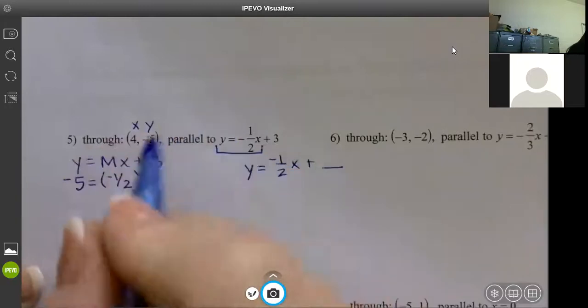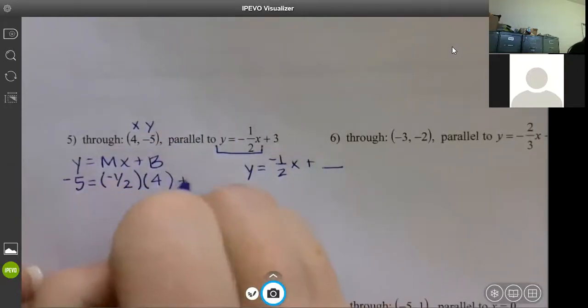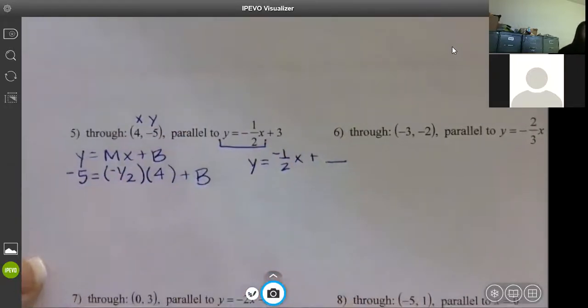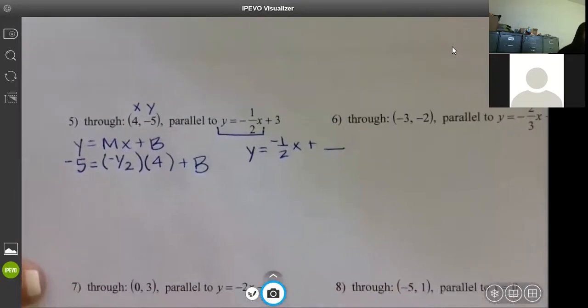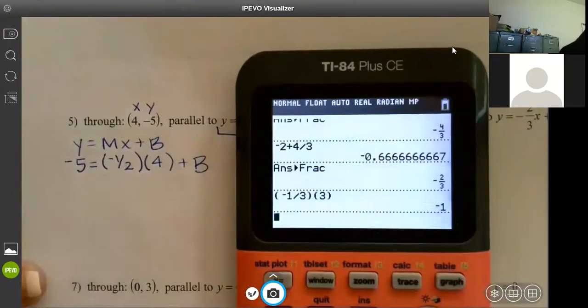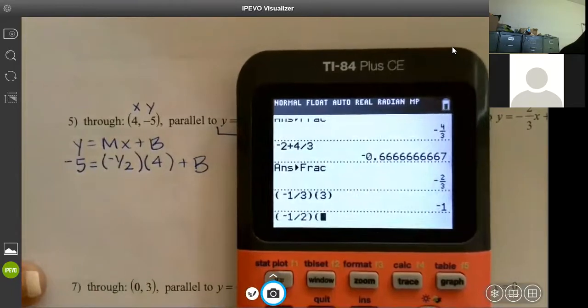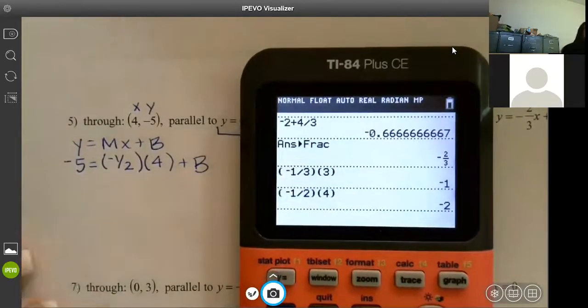What is my x coordinate? 4. And then we have plus b. Now it's just solve for b. So you're going to put these two in your calculator. It's the same steps every time, guys. And we get negative 2.